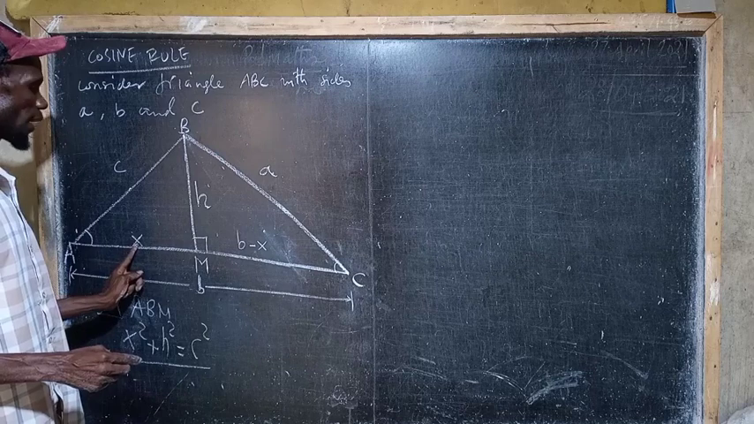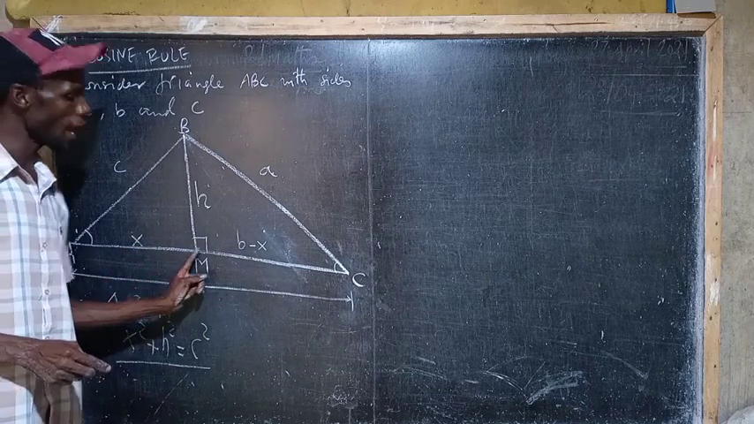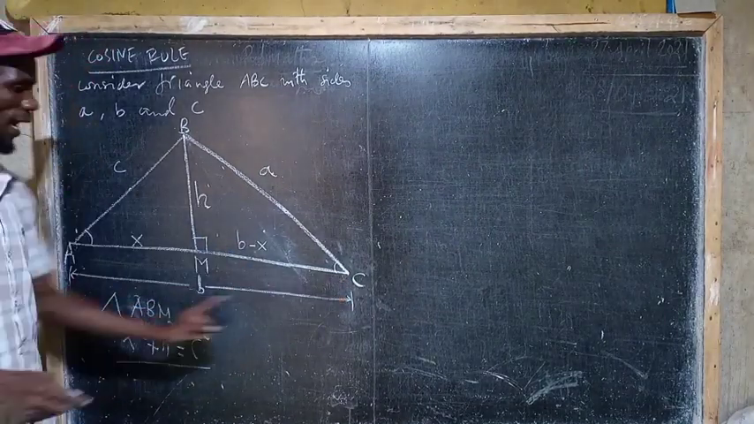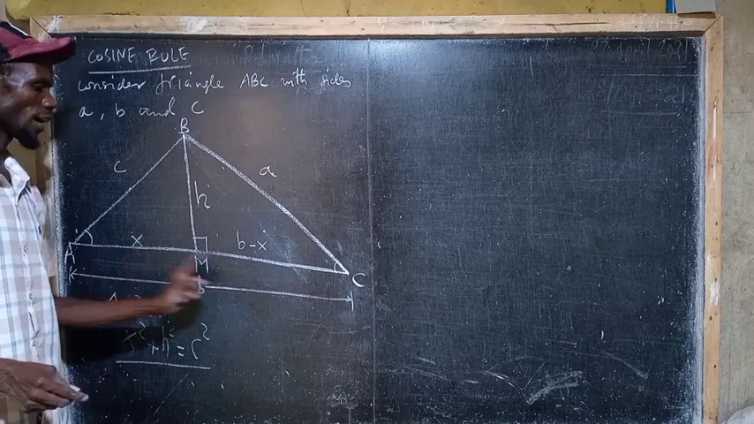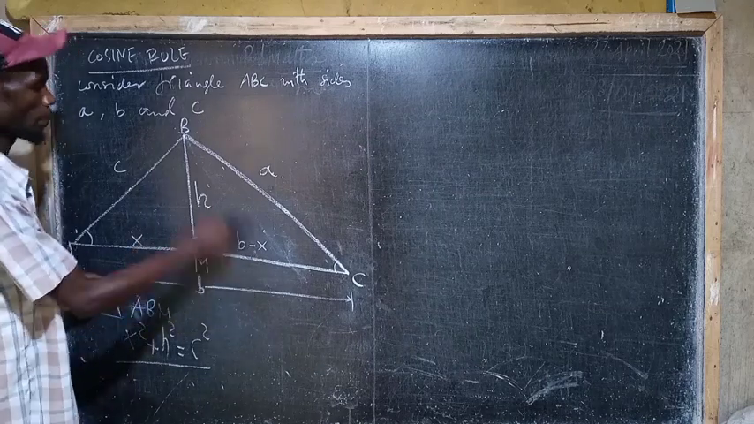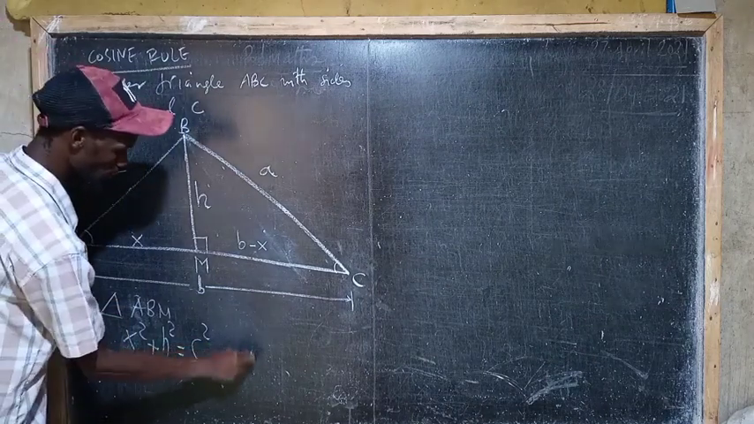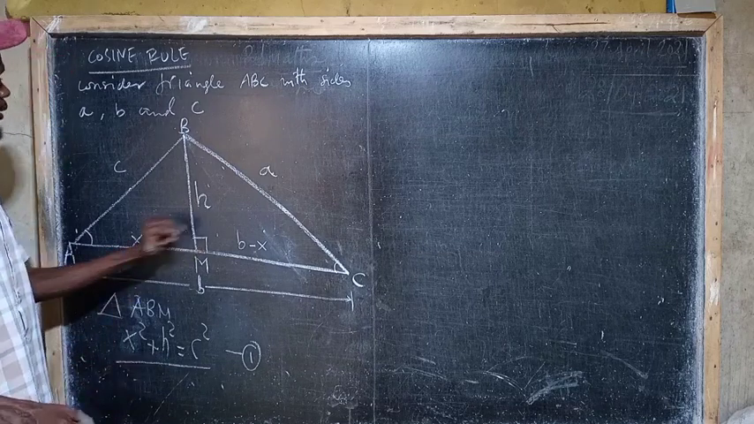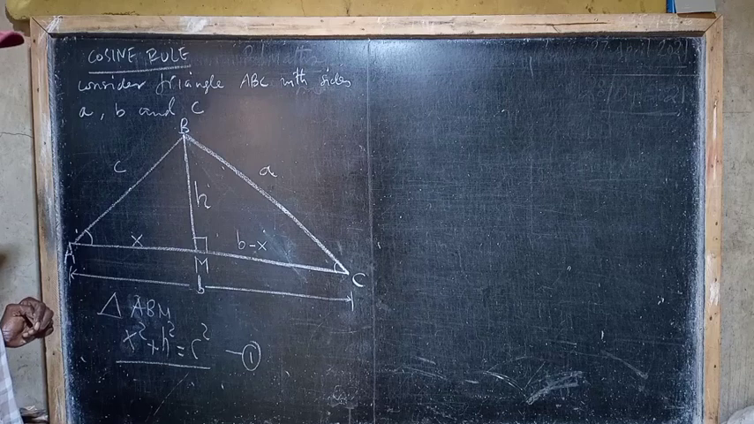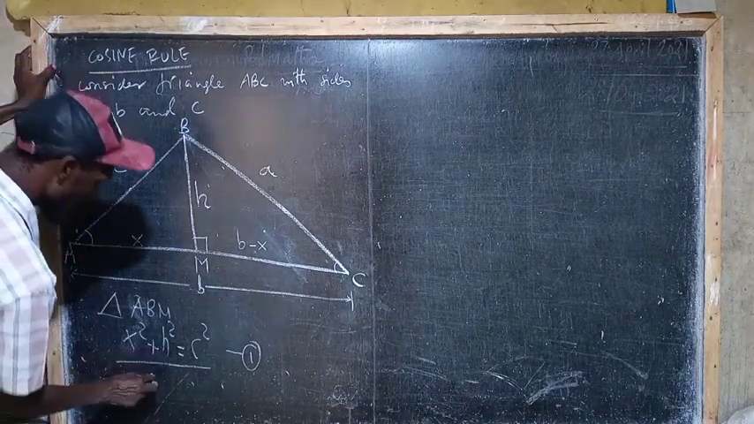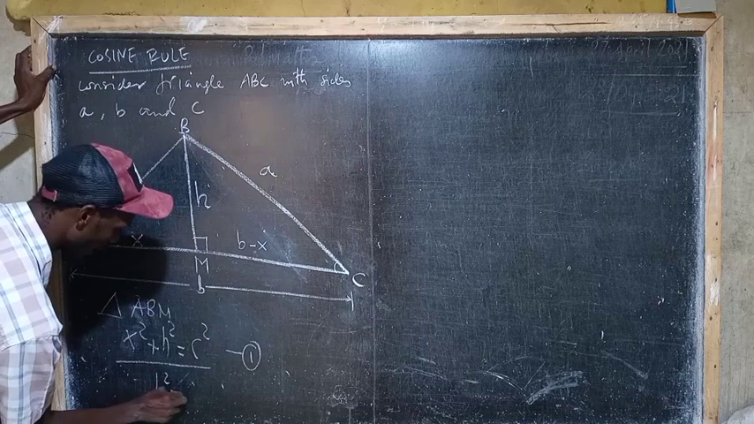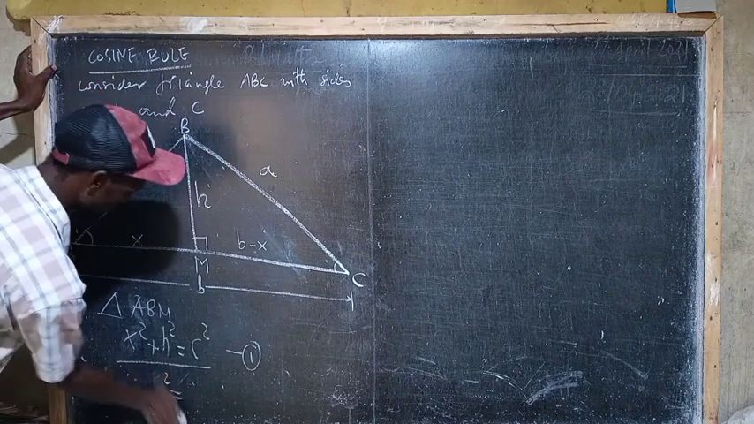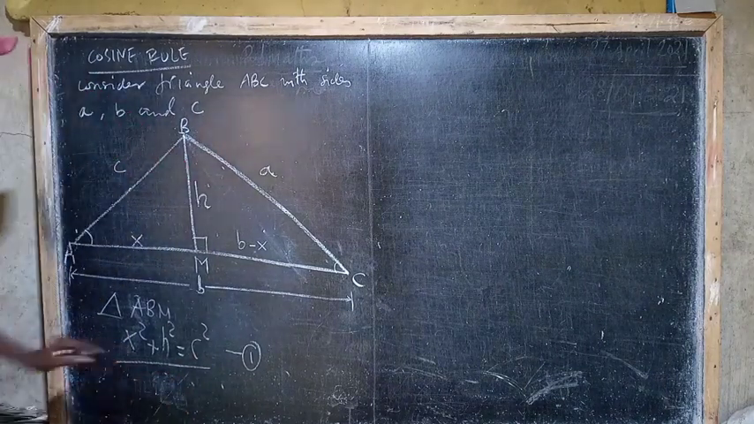Then, if here it is X, to obtain the distance from here up to here, that is MC, we have to take the whole length B and subtract X, so the remainder is here. That is why I have written B minus X. Because this is the first equation, X squared plus H squared is equal to C squared. Let us leave it as it is. Let us say this is the first equation.